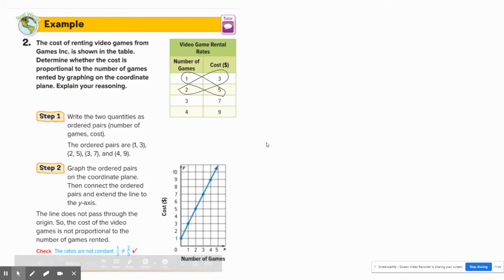And again, we can cross multiply to show this. 1 times 5 is 5, 2 times 3 is 6. That's another way you can show that. Or 1 times 3 and 3 times 3 is 9, not 7.